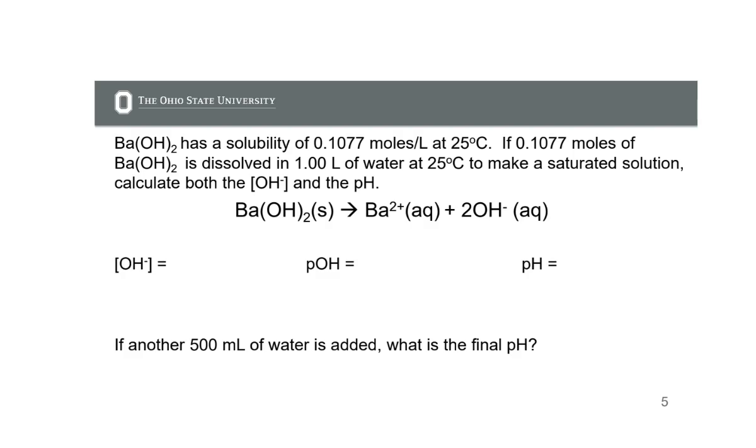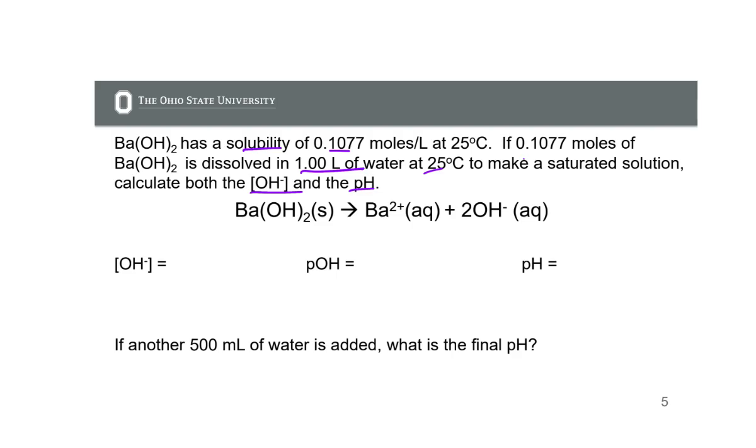So barium hydroxide is a strong base. It has a solubility of 0.1077 moles per liter at 25 degrees Celsius. And let's say we dissolve that many moles of the barium hydroxide in 1 liter of water, 25 C. Essentially, we're making a saturated solution. We're going to go back to our chapter 13 concept here. Let's calculate the concentration of hydroxide and then determine the pH.